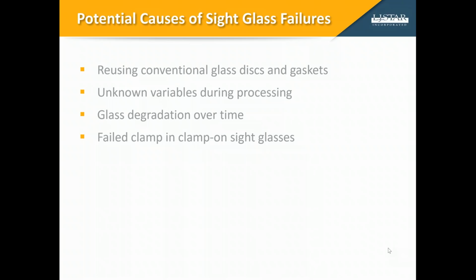Unknown variables during processing, such as thermal shock, shadowing, and overpressurization, can also cause early failures. Glass can simply degrade over time due to corrosive chemicals or erosion from friction from the process media. Finally, the clamp-on sight glasses, which are widely used in the pharmaceutical and food production industries because they allow all components to be disassembled for easy cleaning or reconfiguration, the wrong clamp can lead to problems. Always choose clamps designed to withstand the level of pressure the sight glass will experience.